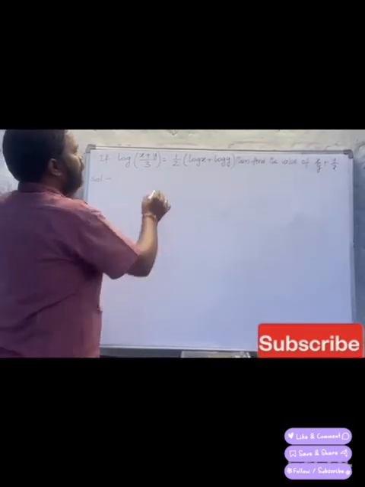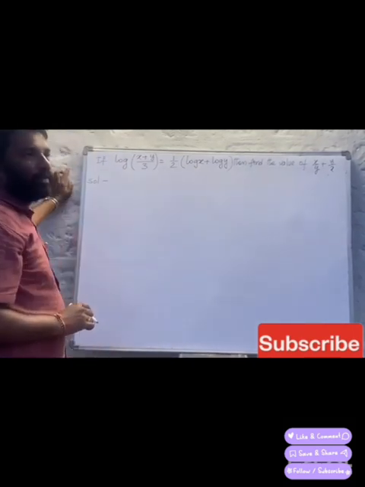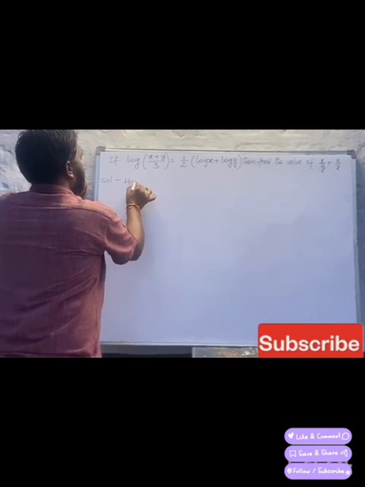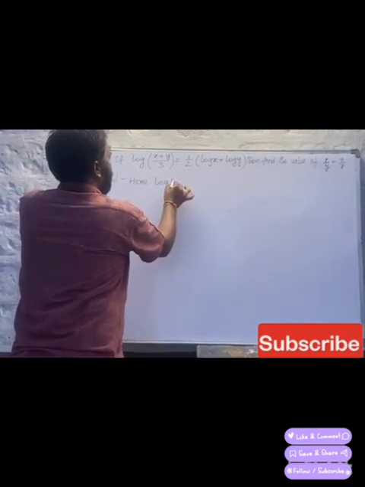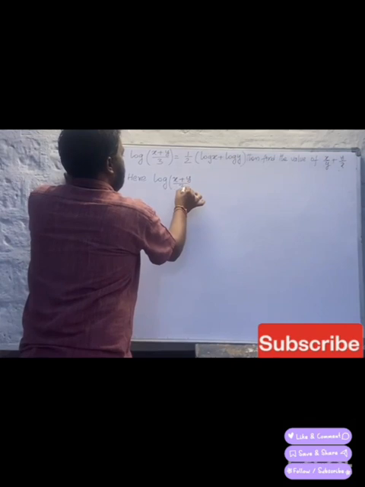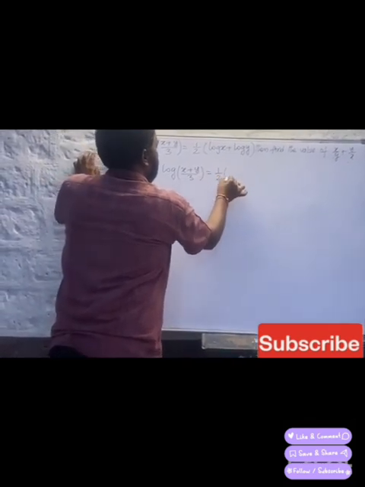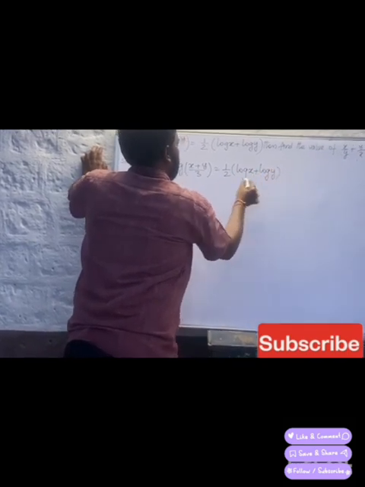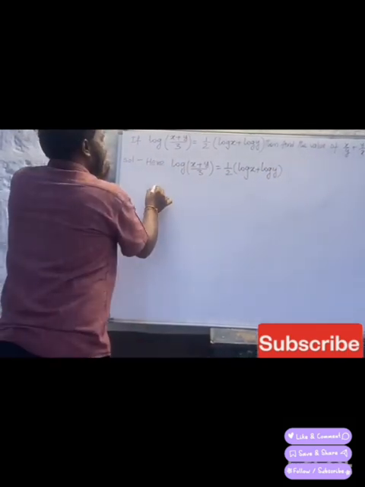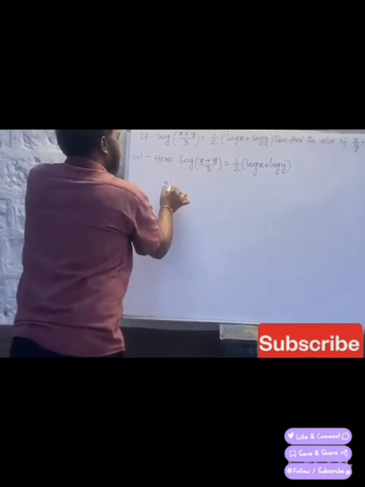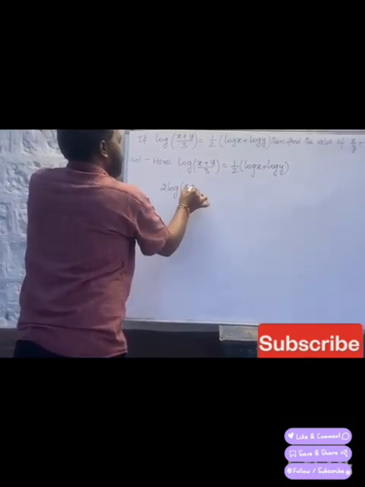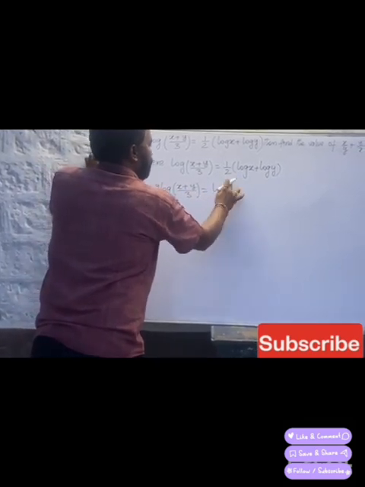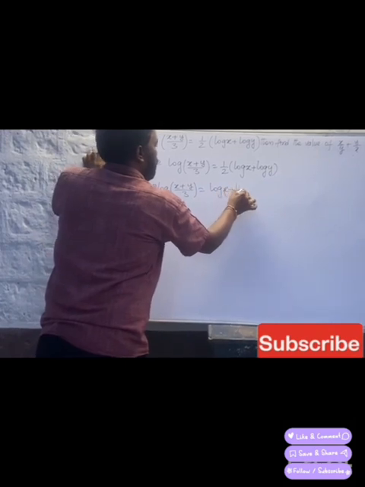Next problem: log of x plus y by 3 is equal to 1 by 2 log x plus log y. Then find the value of x by y plus y by x. So here what is given? Log of x plus y by 3 is equal to 1 by 2 log x plus log y. To transform the left side, the 1 by 2 moves over, and it becomes 2 log x plus y by 3 is equal to, right side, log x plus log y.